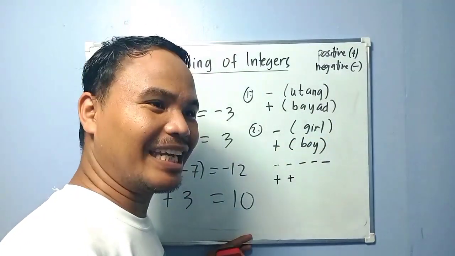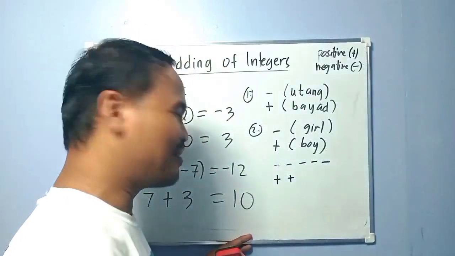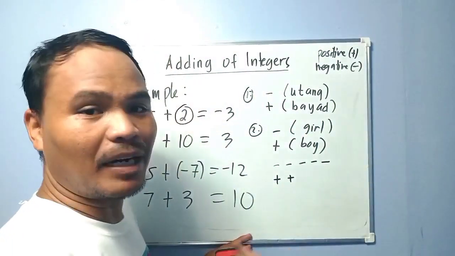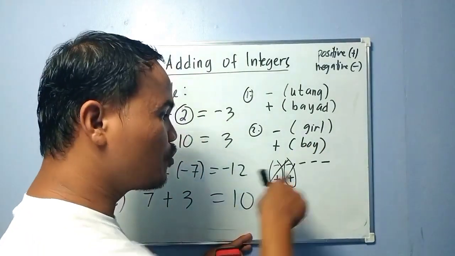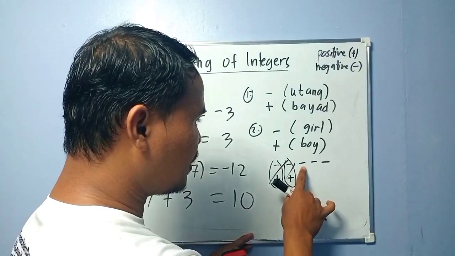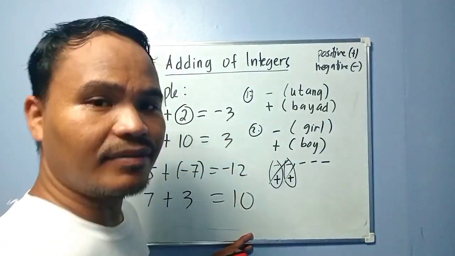So the boys pair with boys and the girls with girls. Here, a girl and a boy are our partners. So here, this is the pair. The pairs cancel out, and then the remaining ones are the correct answer. So how many? 1, 2, 3. There are 3 negative. So the answer is negative 3.